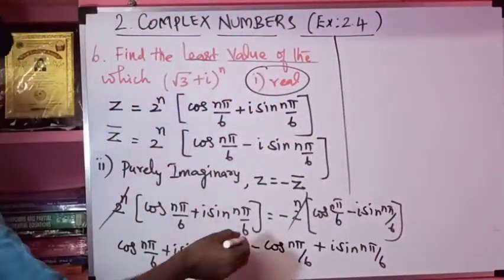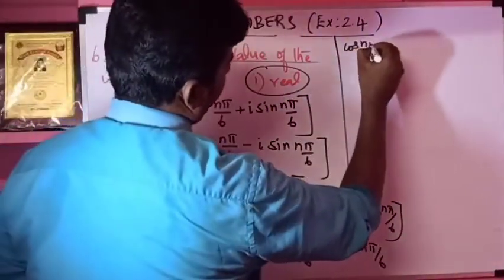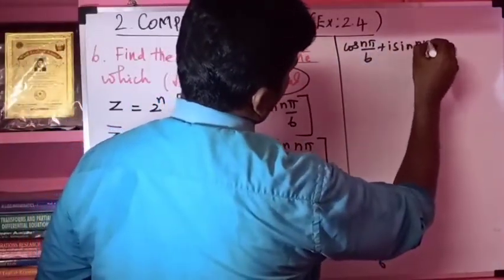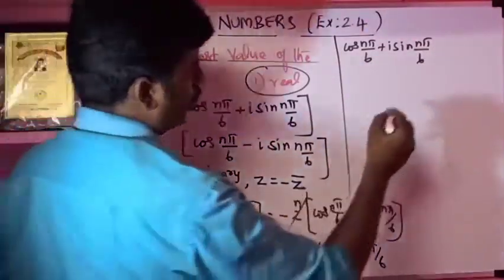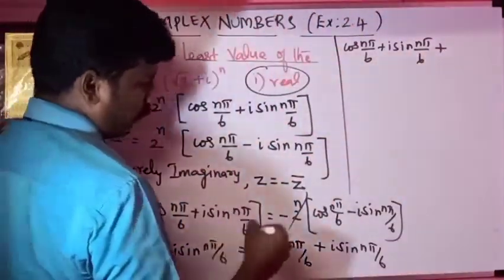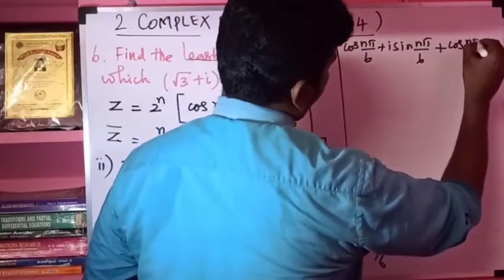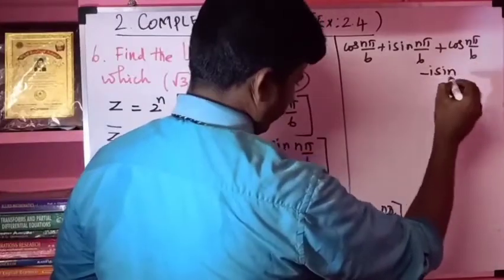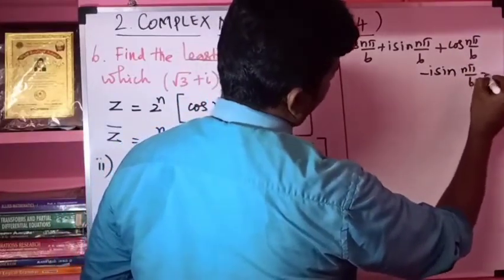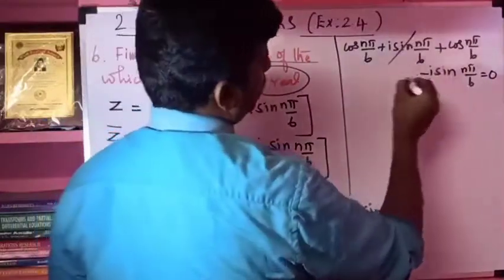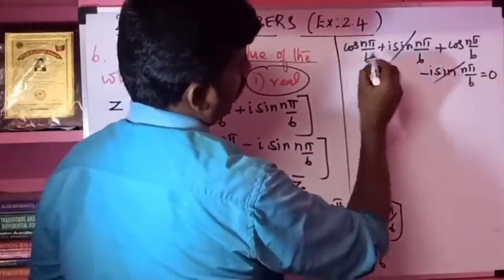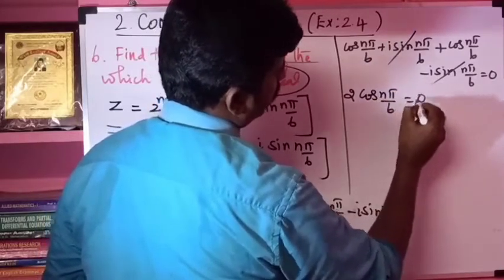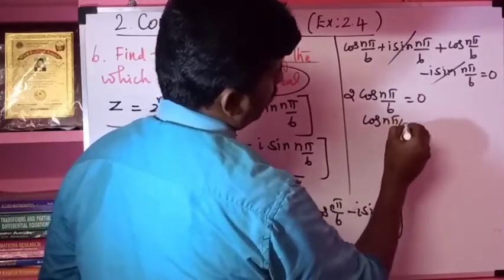இப்போ பாருங்க. So the cos n pi by 6, this is plus I sin n pi by 6. இது அப்படியே இந்த பக்கம் கொண்டு வாங்க. Plus minus இந்த பக்கம் வந்தா என்ன? Plus cos the n pi by 6. இது minus I sin the n pi by 6 is equal to 0, right? இப்போ this will be cancelled. So this is cos plus cos. The 2 cos n pi by 6 is equal to 0. So cos n pi by 6 is equal to 0.